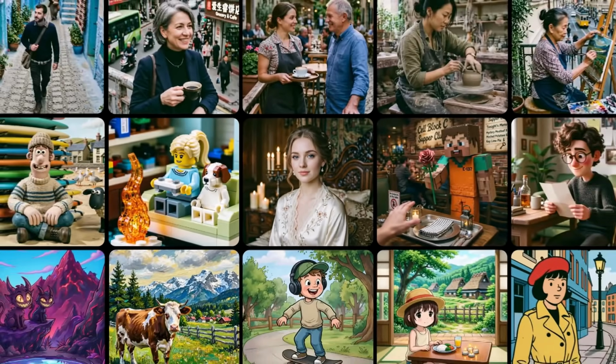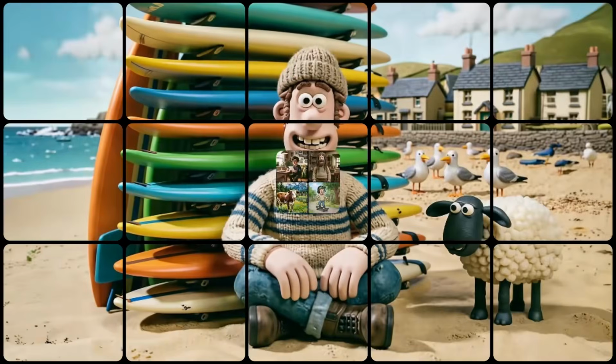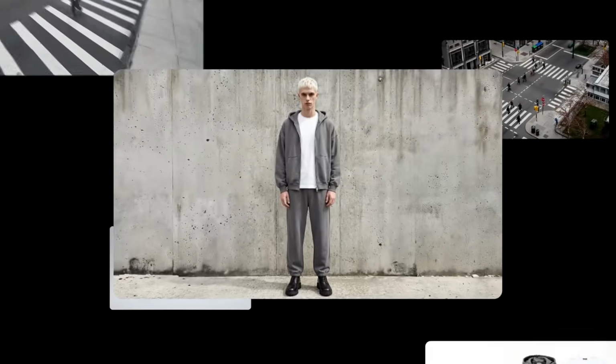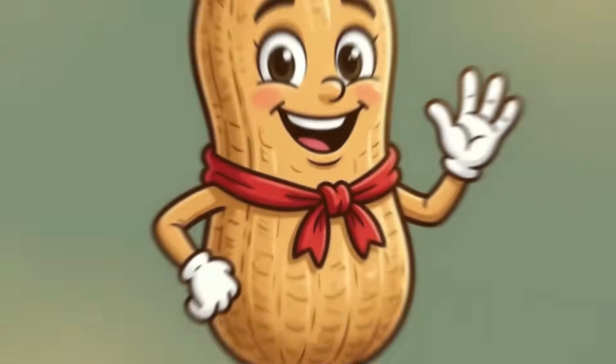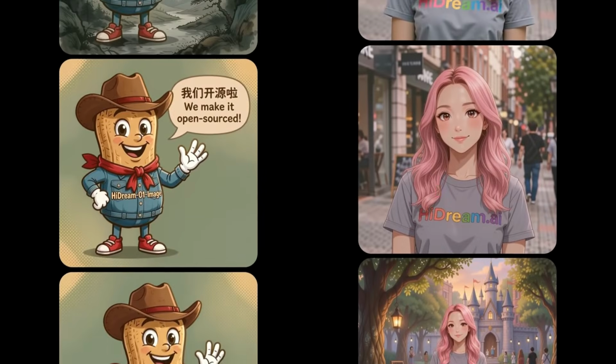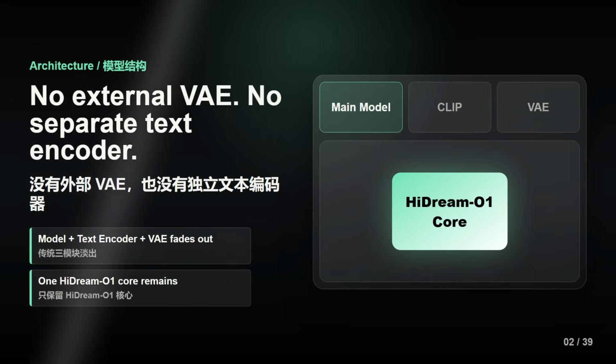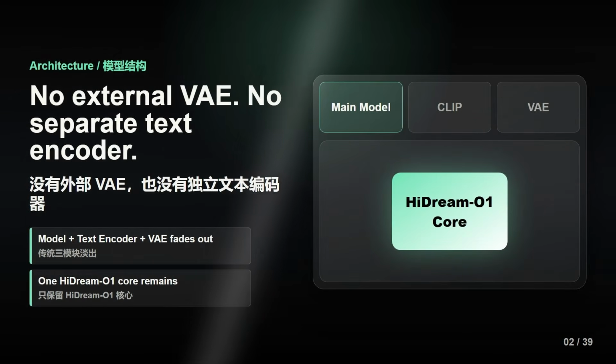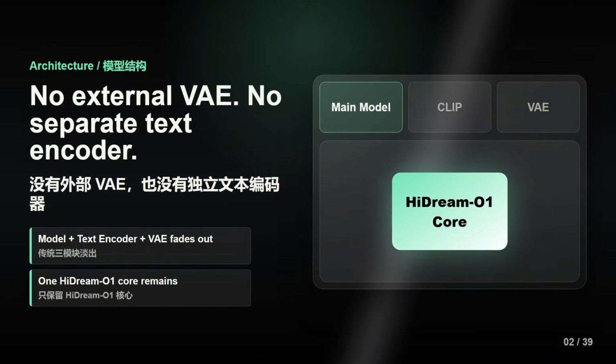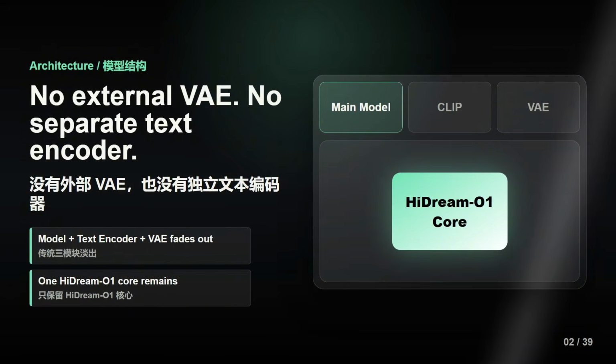Today we are going to introduce a very special image generation model. It is called HiDream-O1. Just how special is it? Well, previously when we did image generation in ComfyUI, we would usually see three components for a model: the main model, the text encoder, and the VAE. But HiDream-O1 is not like that. It has no external VAE, nor does it have an independent text encoder.